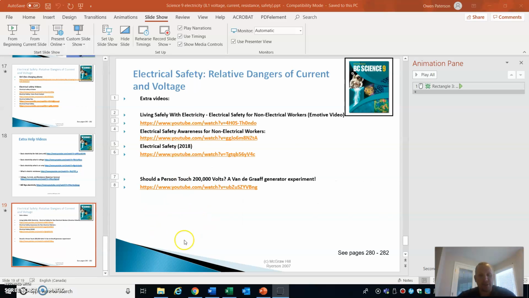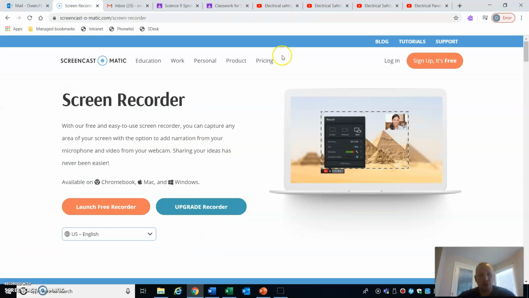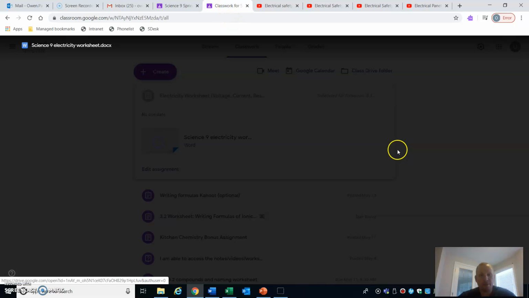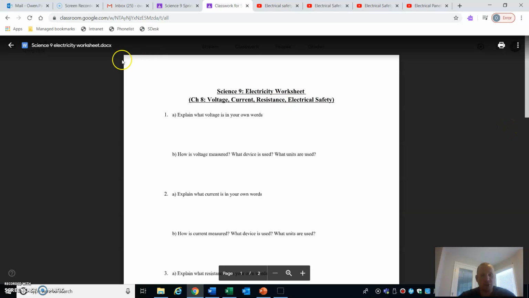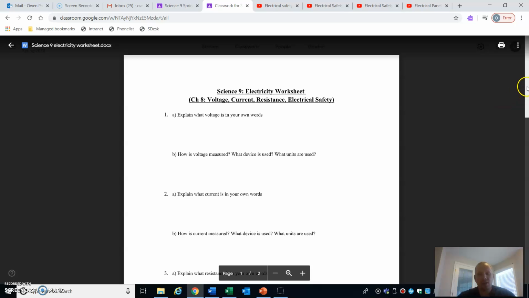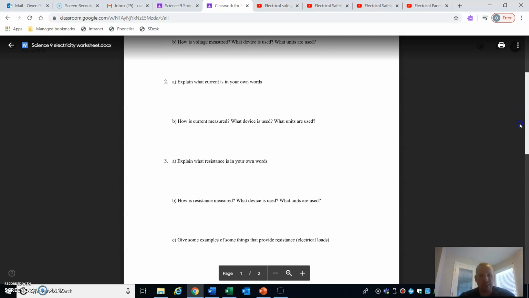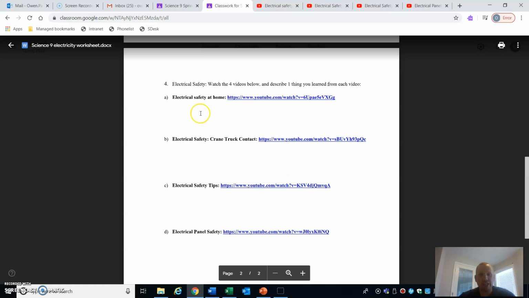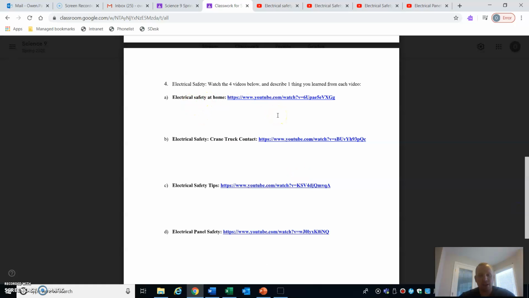The assignment for this week is a Google Doc. So I'm going to pull it up here. With Google Docs, you just make your own copy and then you're able to edit it by writing your answers in here. You save it as your own and then you can resubmit it to me. The first page is all general questions on voltage, current, and resistance. For the second page, I'd like you to watch each of those 4 safety videos. They're 2 to 5 minutes each.